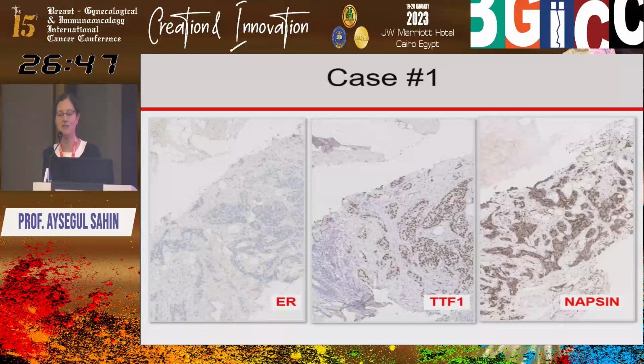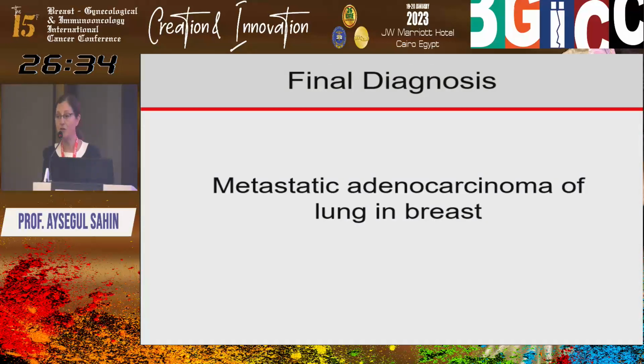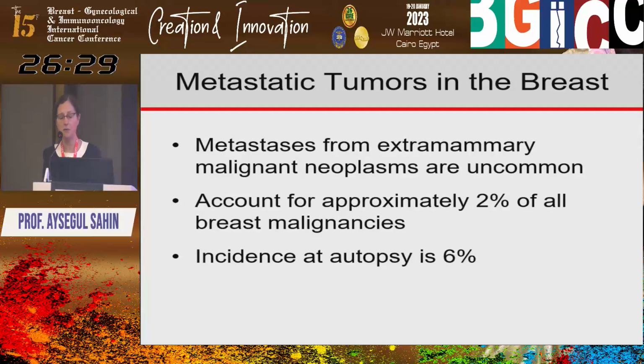Meanwhile, we received the breast biopsy, and these are the results. The tumor was TTF1 and napsin positive. So it really changed the entire diagnosis, and this is a metastatic adenocarcinoma of lung in the breast.